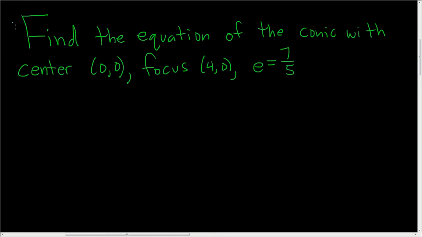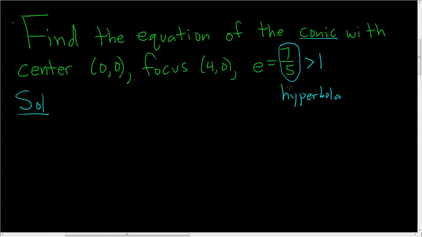Find the equation of the conic with center (0, 0), focus (4, 0), and eccentricity equal to 7/5. In order to find the equation of the conic, we have to figure out which conic we're dealing with. To do that, all we have to do is look at this number here, which is the eccentricity. Because it's bigger than 1, that tells us that we have a hyperbola. So whenever the eccentricity is bigger than 1, we have a hyperbola.